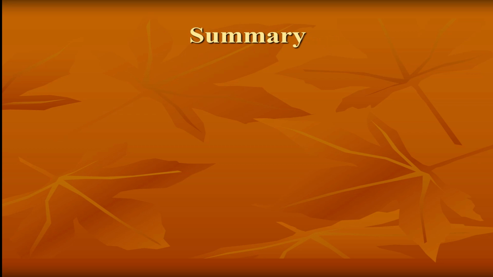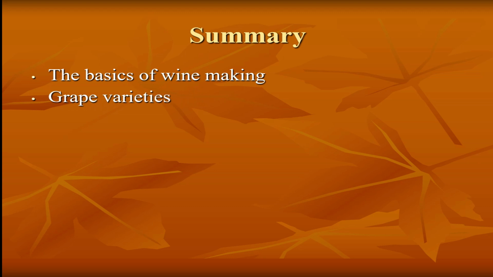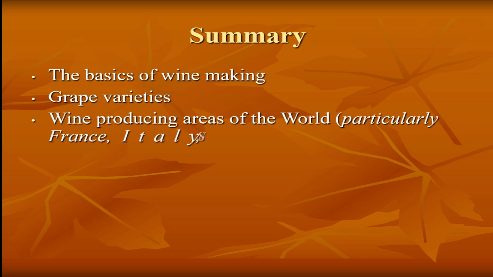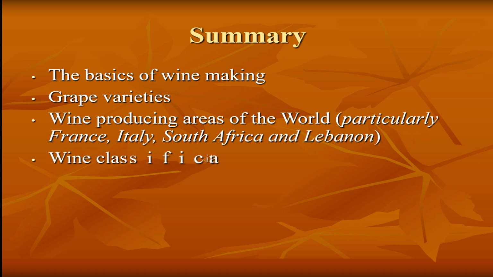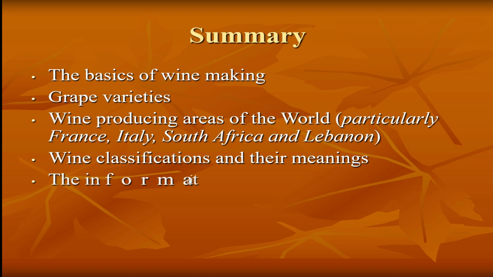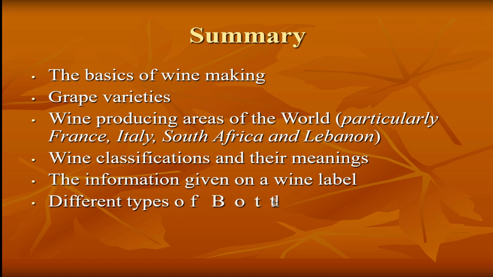Summary. The basics of winemaking. Grape varieties. Wine-producing areas of the world, particularly France, Italy, South Africa, and Lebanon. Wine classifications and their meanings. Information given on a wine label. Different types of bottles. Tasting.